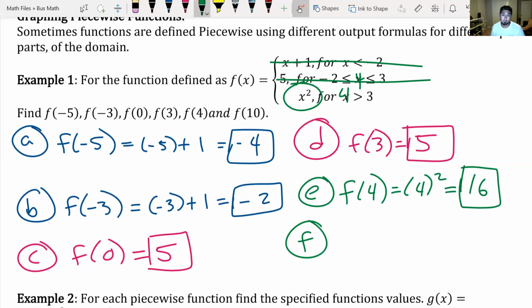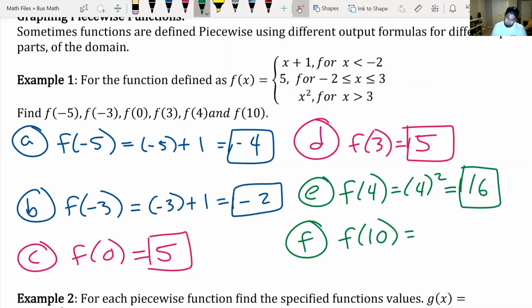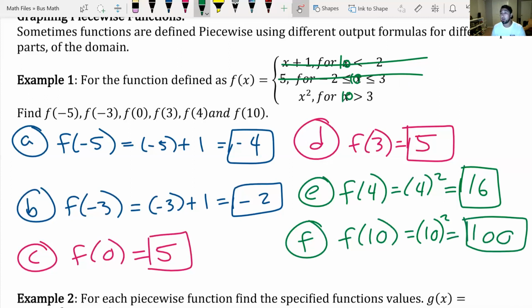Last one. F. F of 10. Is 10 less than -2? Definitely not. Is 10 between -2 and 3? Definitely not. Is 10 bigger than 3? Yes, which means we get to use x squared again. So you'll get 10 squared, which gives us 100.